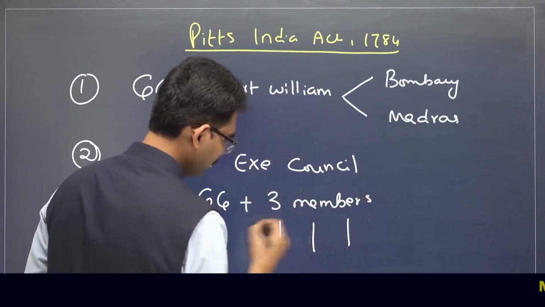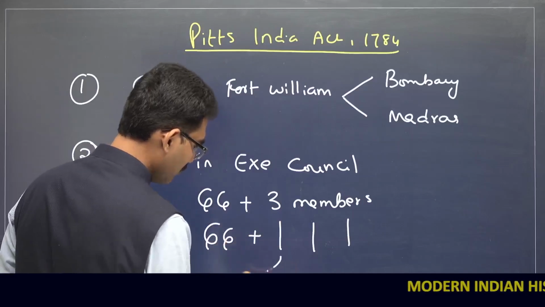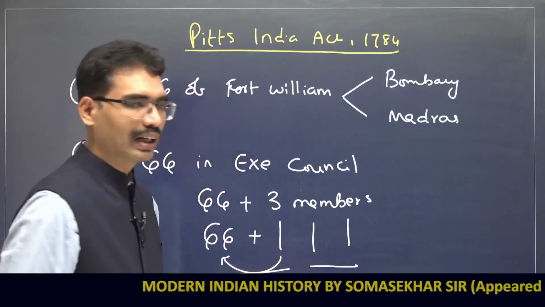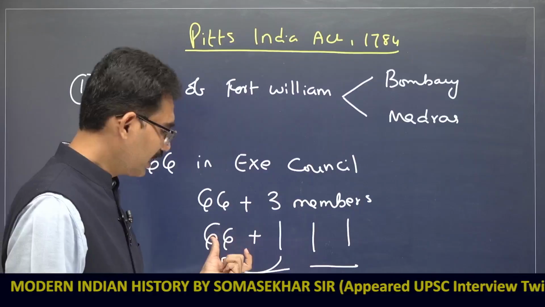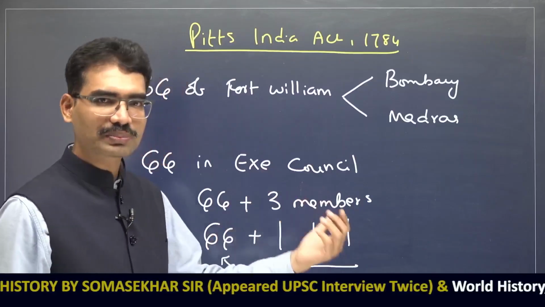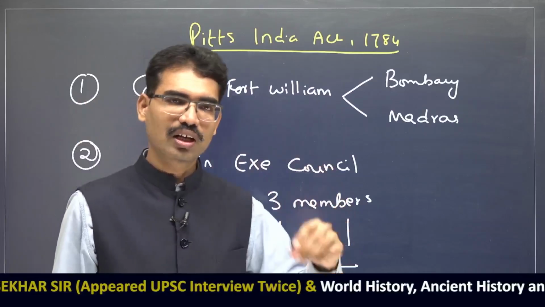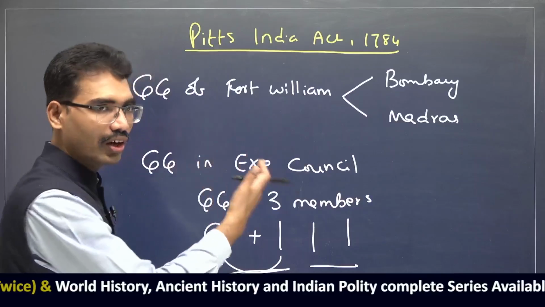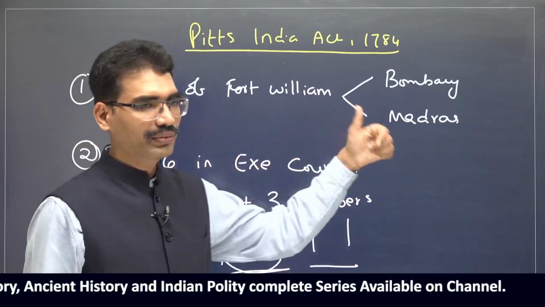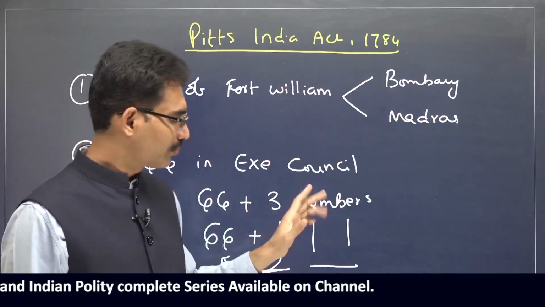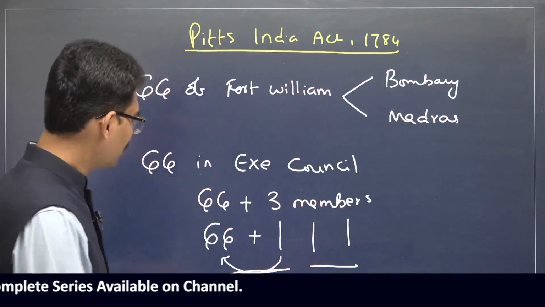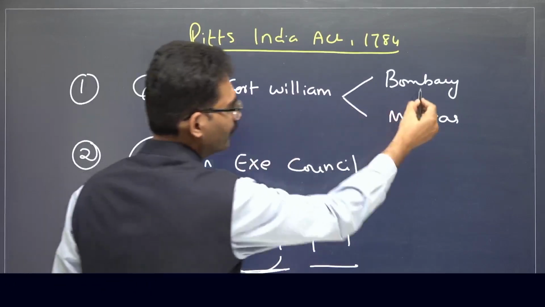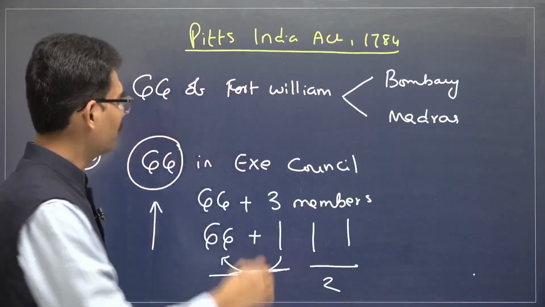3 members means 1, 2, 3. If the Governor General gets 1 member's support, it becomes like 2 votes. The Governor General is given the upper hand. In case of a tie, if the Governor General takes the responsibility, the Governor General's law can pass. As a result, the Governor General now got more powers in comparison with the previous law. Now you see this, the powers of the Governor General increased within the Executive Council, and with respect to Bombay and Madras also, the powers increased.